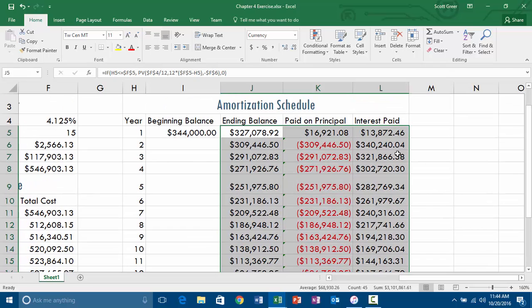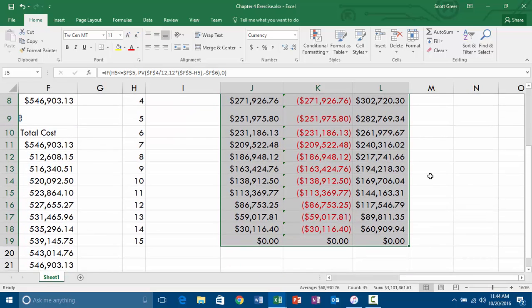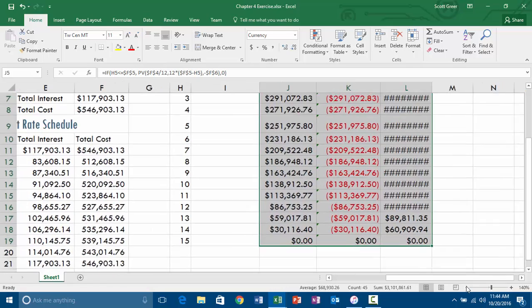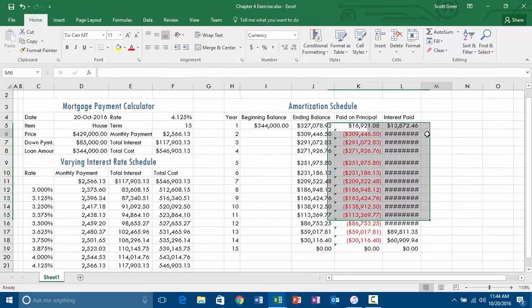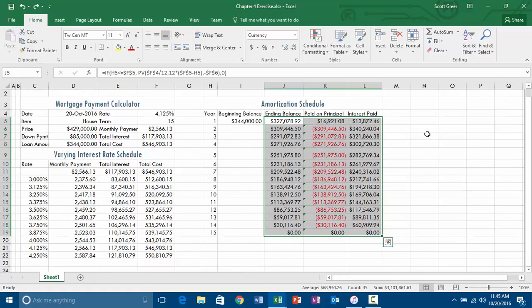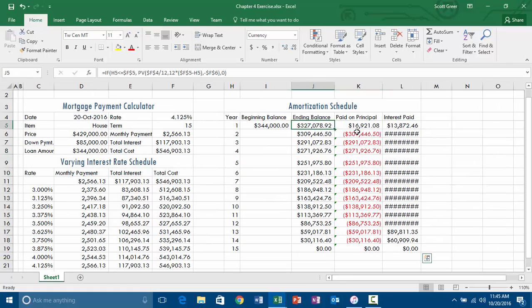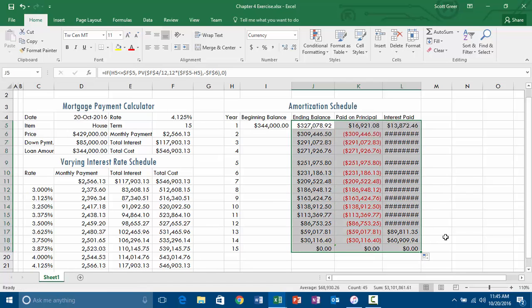Why isn't it perfect? Why do we have a bunch of weird things? It's because we don't have a beginning balance. So we're going to go fill that in. But we don't care if the numbers are wrong right now because we're going to get them to be right in a moment. You're going to go down to 19, where I'm ending. I just grabbed these three, then grabbed the bottom right and dragged it down, and we'll fill them all in.